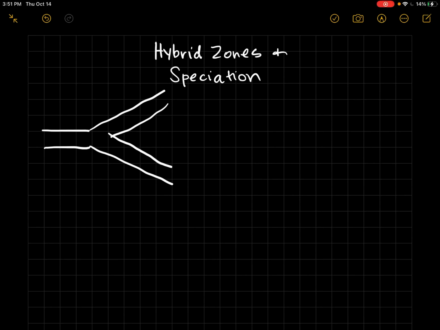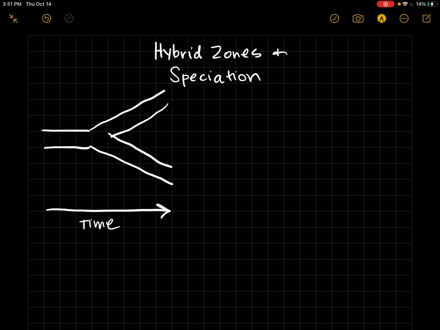This video is covering hybrid zones and speciation, and it's using the ideas and framework from Campbell Biology. So this is the figure that we start out with in Campbell for hybrid zones and speciation, and this is showing a lineage that has recently undergone speciation.